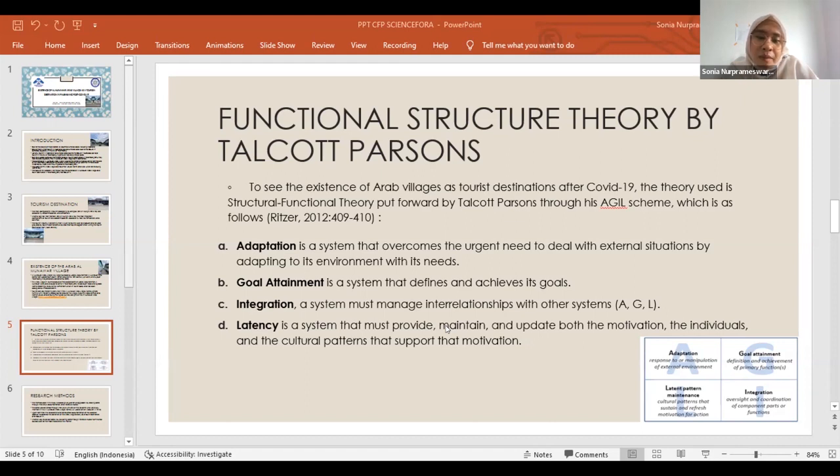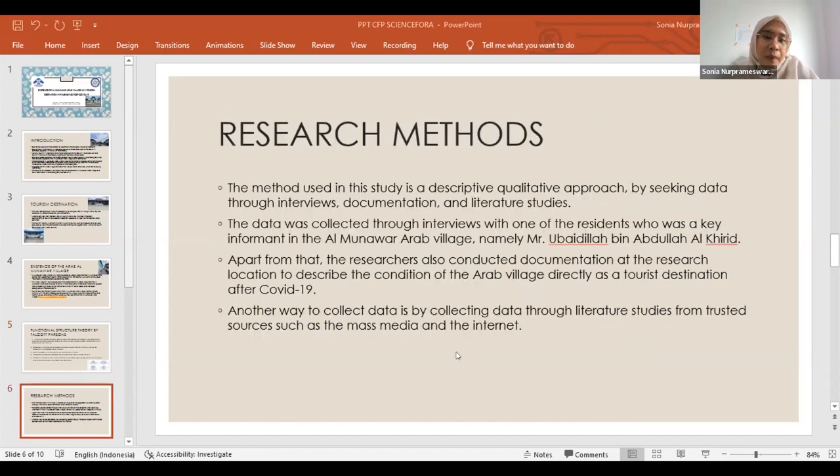Integration: a system must manage interrelationships with the other components A, G, and L. The last, latency, is a system that must provide, maintain, and update both the motivation of the individuals and the cultural patterns that support that motivation.